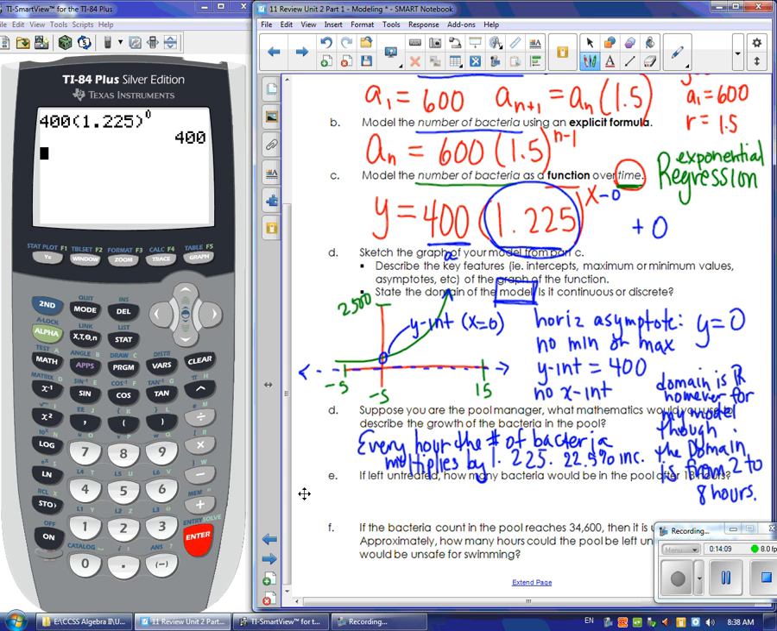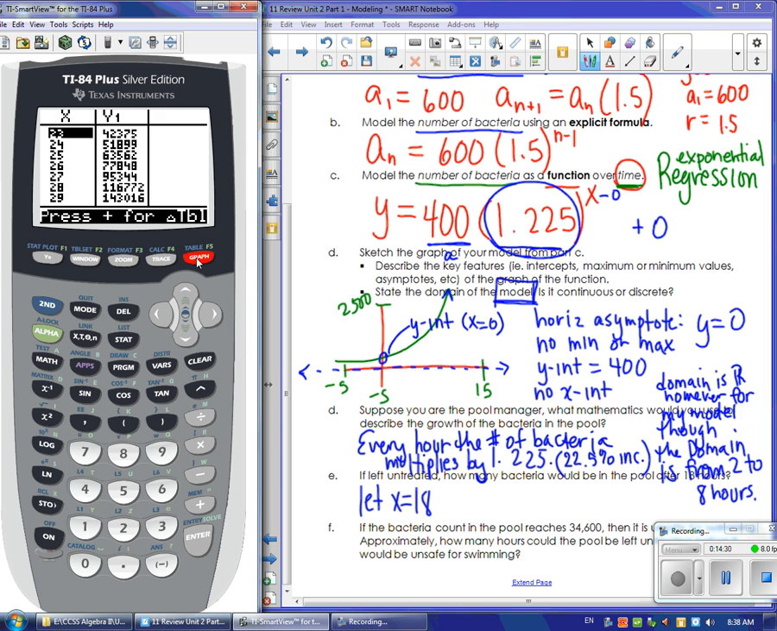But you can just write it as a multiple of 1.225 is fine. If left untreated, how many bacteria would be in the pool in 18 hours? So here's where I'm just going to let x equal 18 and plug it in. There's lots of different ways you can do that. I can go to my table, for example. If I go to second table, I can just scroll up and down until I see where x is 18.